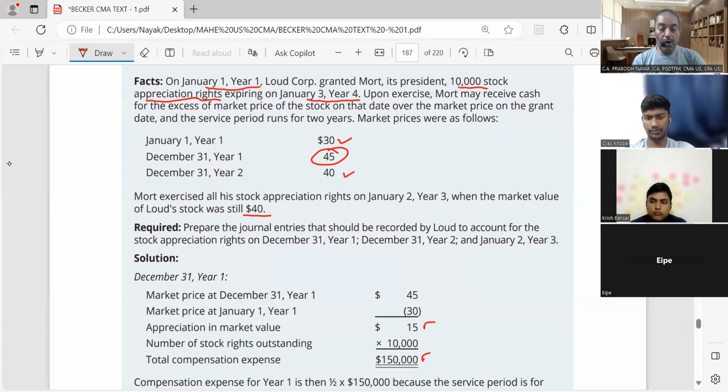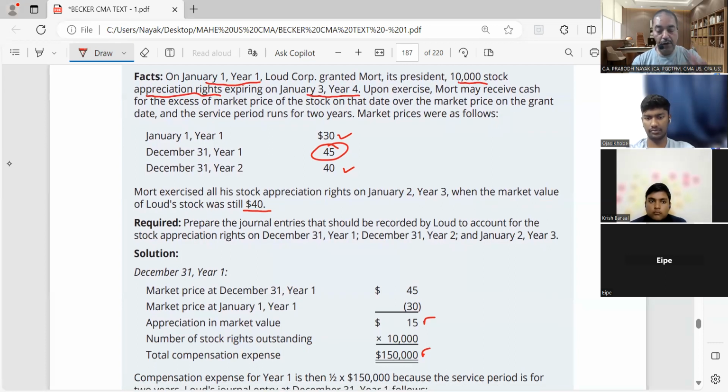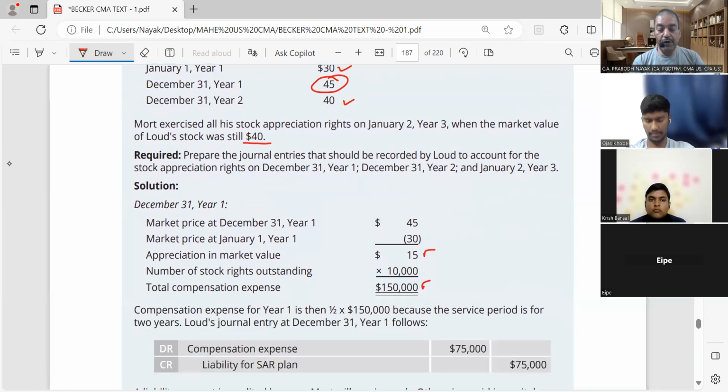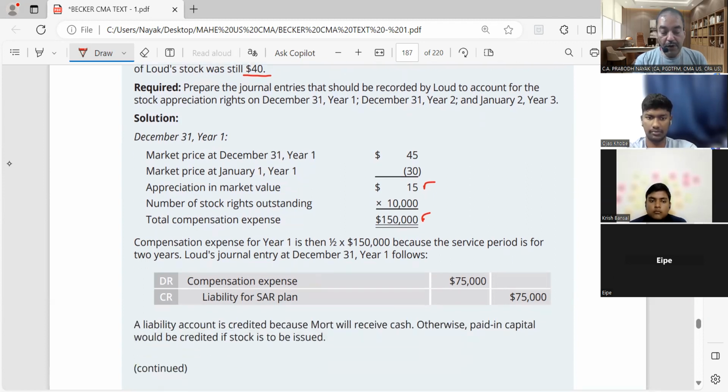Now, compensation for the first year, since it is only for 2 years, is half of 1,50,000, so 75,000. So compensation expense debit, credit liability for SAR plan 75,000. A liability account is credited because Mott will receive cash. He is not going to pay anything, he is going to receive cash. Otherwise, paid in capital would be credited if the stock was to be issued. Now we are not issuing the stock.